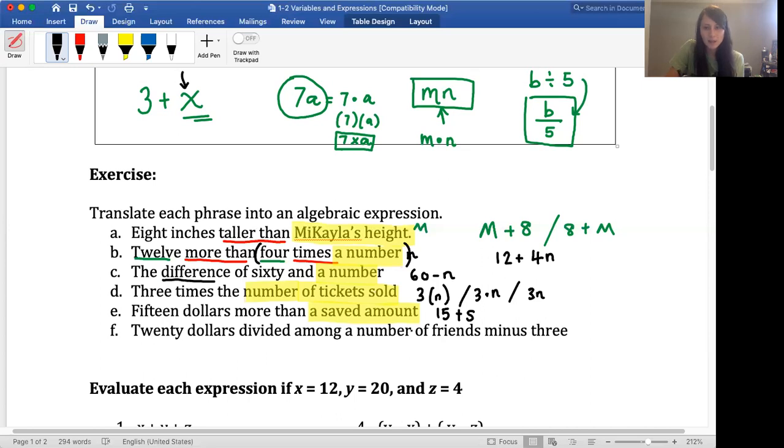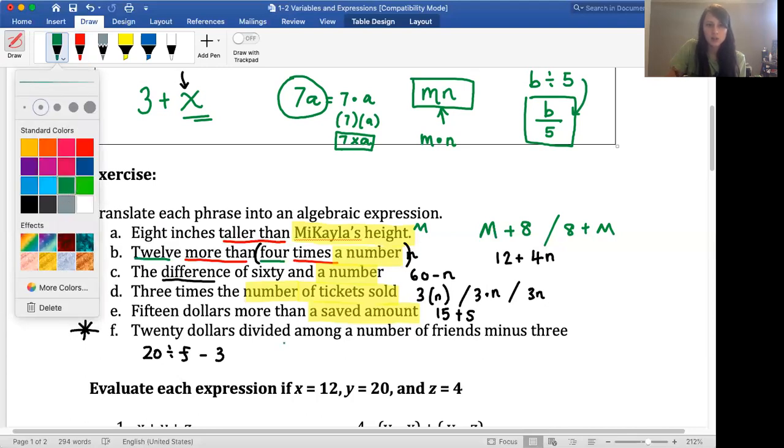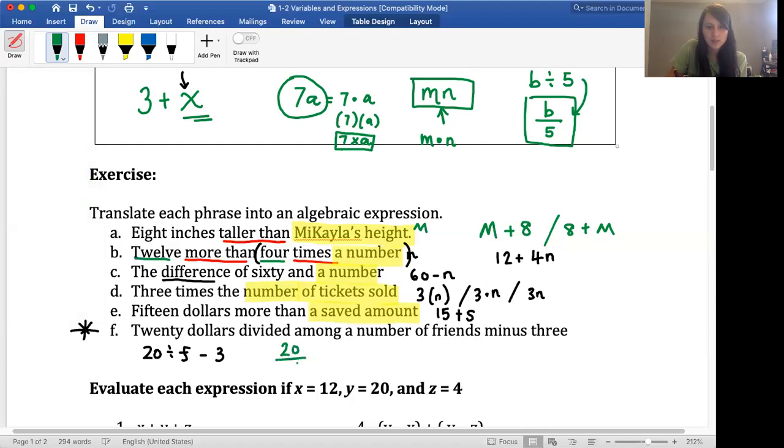$20 divided among a number of friends minus 3. This one's a little bit tricky. So if you were stuck on this one, let's take a look. $20 divided a number of friends minus 3. So when you read this, you might think, okay, do I do 20 divided by my friends, subtract 3? Well, if I write it left to right like this, remember we want to write it as a fraction, and so we're going to write this as 20 divided by the friends, so 20 divided by F, and then after you've done this, minus 3 on the side. So these two represent the same thing. You could have written either way.